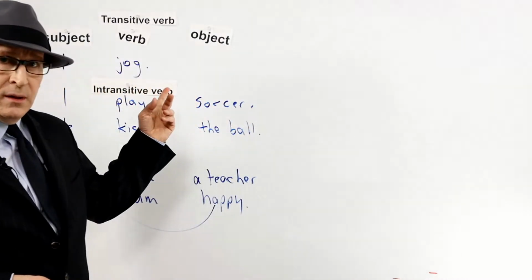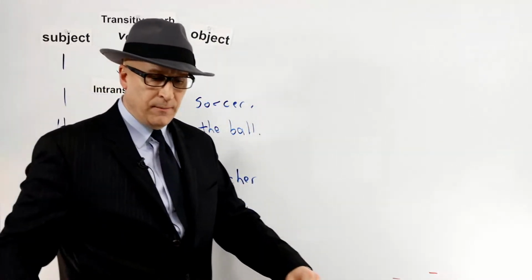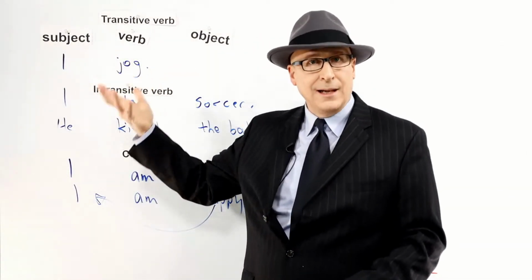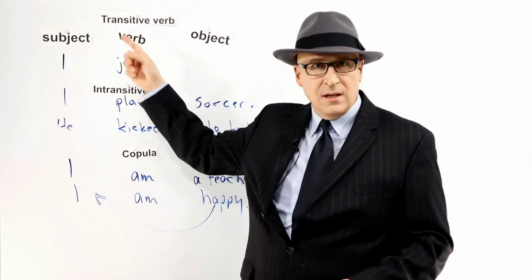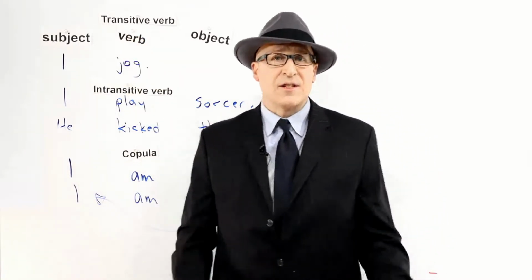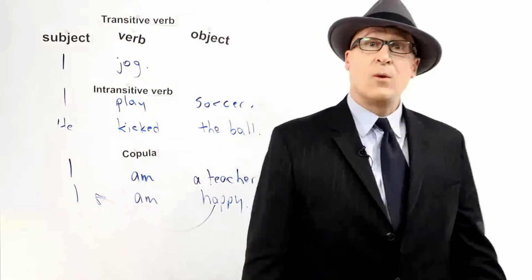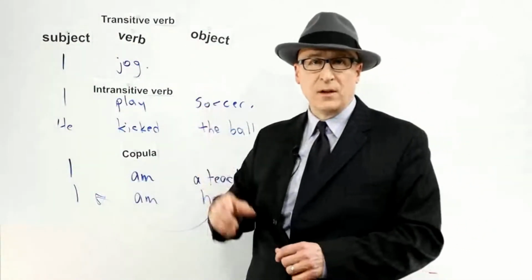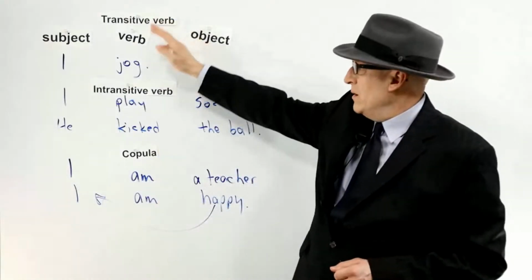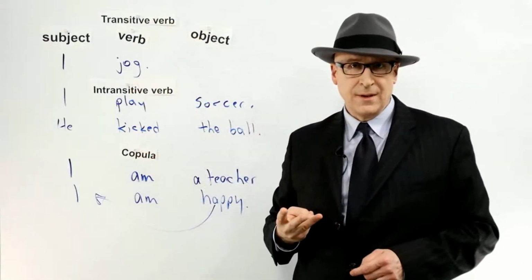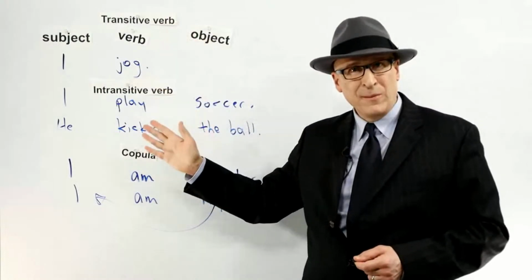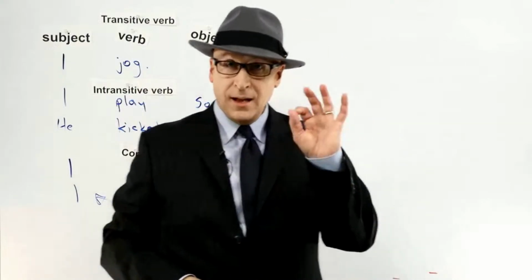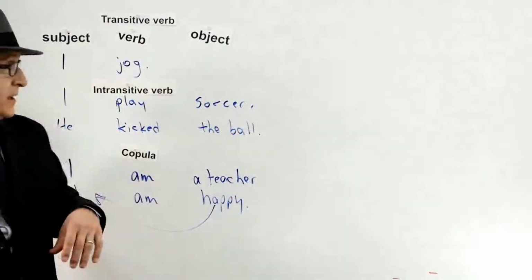But a transitive verb requires an object. For example, I like. Like is transitive. You have to like something. You can't just say, I like. I walk around liking. Can't do that. You have to like something. That's a transitive verb. So you can see we have three types of verbs. And the type of verb determines what can come next. Okay, what can come after it. That's a big deal. That's a very big deal.